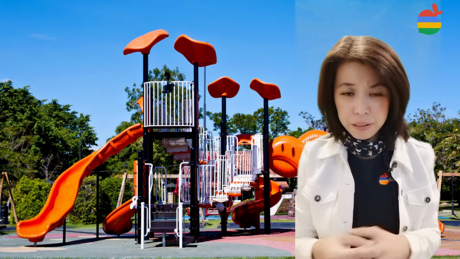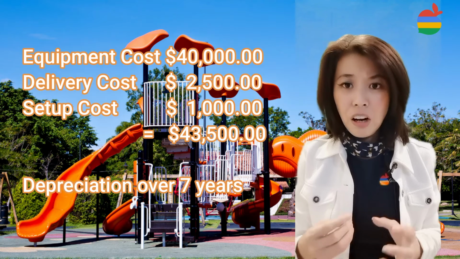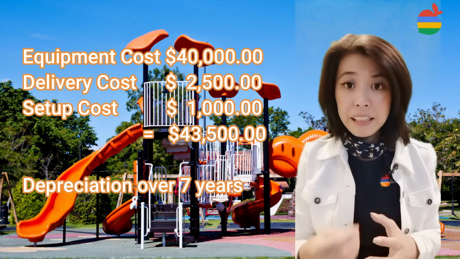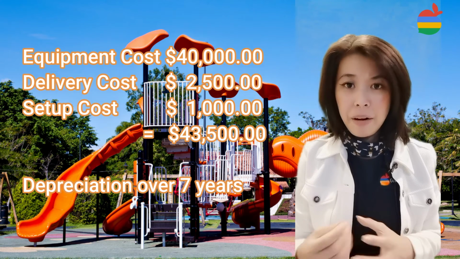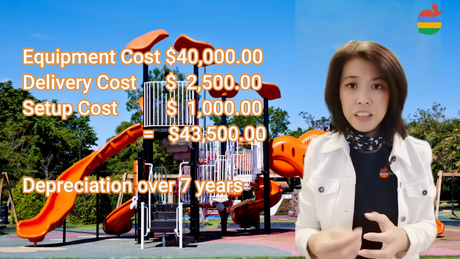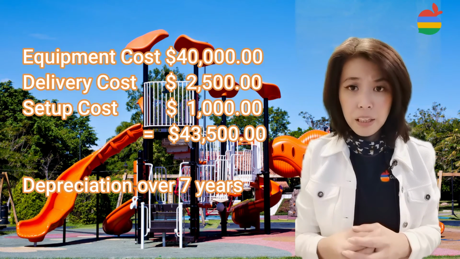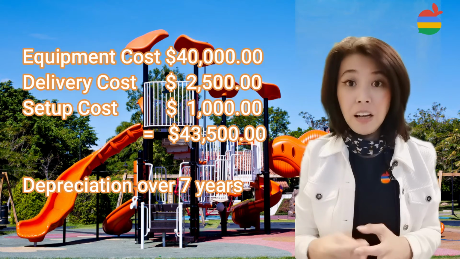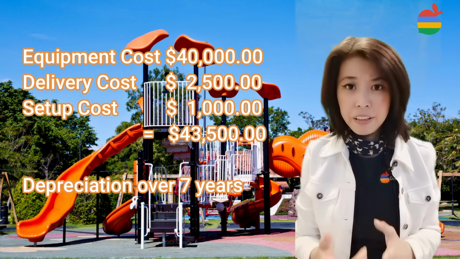Mary owns a daycare business. She has decided to purchase new commercial grade playground equipment. The playground equipment costs around $40,000. It costs $2,500 for the equipment to be delivered and $1,000 for it to be set up. Mary expects that the playground equipment will last 7 years before it needs to be replaced. So Mary's balance sheet will show $43,500 for the cost of the playground equipment and depreciation over 7 years.